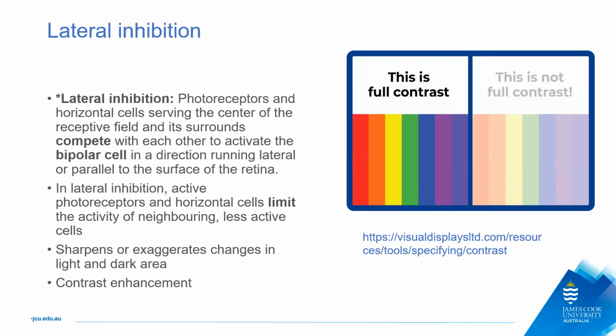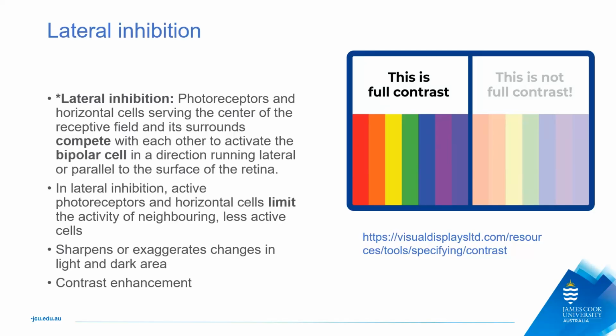The first one is compete. So what cells are competing with each other? Essentially, photoreceptors and horizontal cells serving the on-center, the ones marked in gray in our previous slide. The gray cells, photoreceptors, compete with each other. They're competing with all the cells in the lighter areas to activate the bipolar cell, which is receiving all the information from the photoreceptors. And the direction is horizontal, running lateral or parallel to the surface of the retina, as shown by the bolded line in our previous slides.